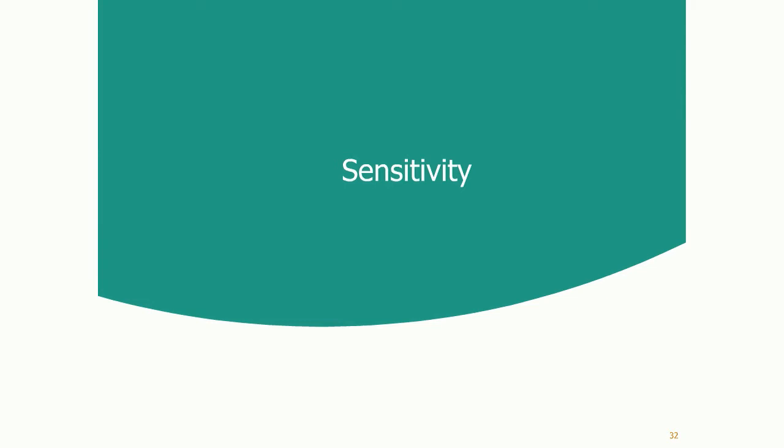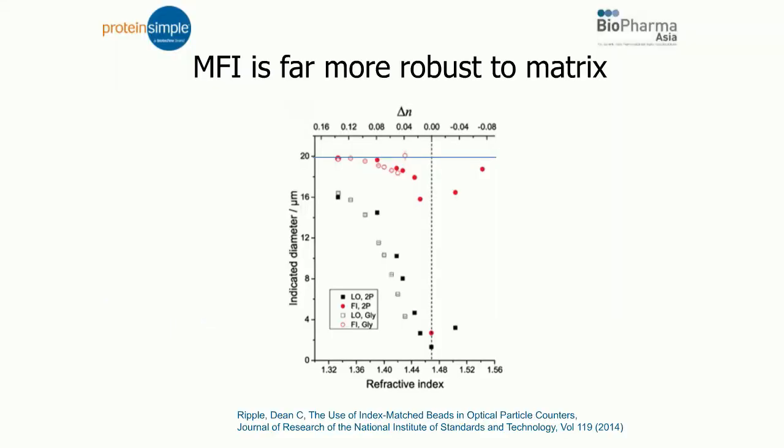So the next thing that I'd like to talk about is the sensitivity of the system. This is another very important characteristic of microflow imaging, especially as you're analyzing proteinaceous particles. So this is an excellent study that was done by Dr. Dean Ripple at the National Institute of Standards and Technology, comparing light obscuration to microflow imaging.